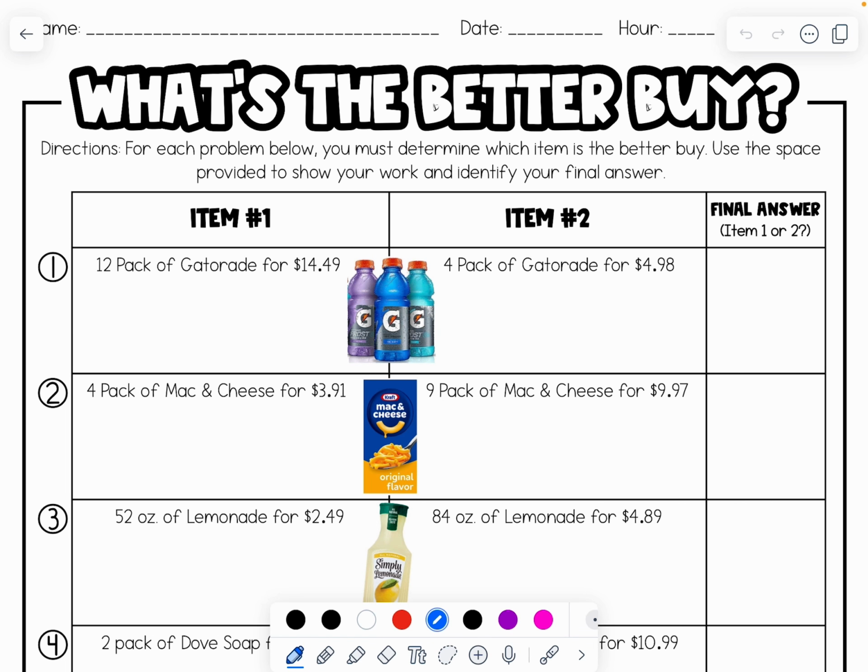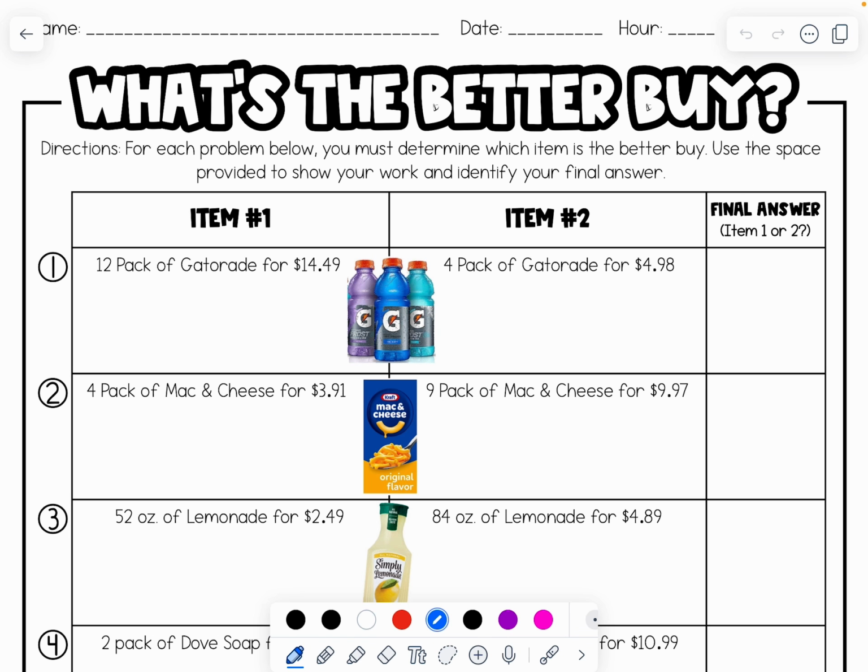Hello, this is the worksheet that you're going to be completing today. So I'm going to go over example number 1 so that you have an idea of what I want your work to look like and how to do it in general in case you forgot from yesterday. So this is the "What's the Better Buy" worksheet.